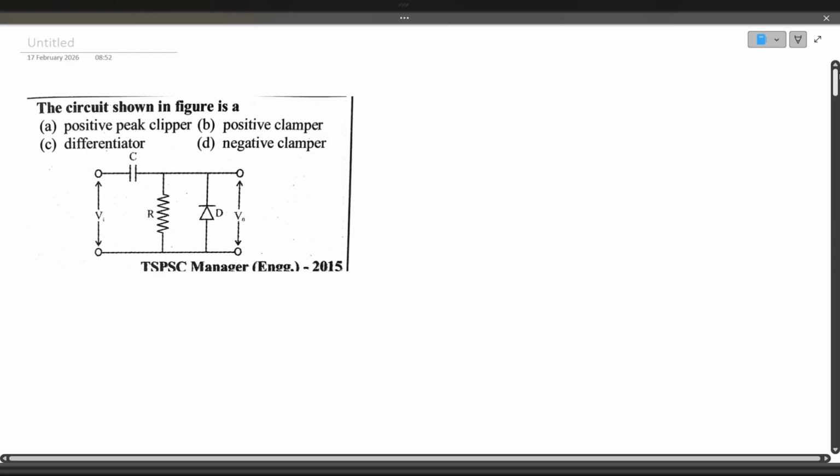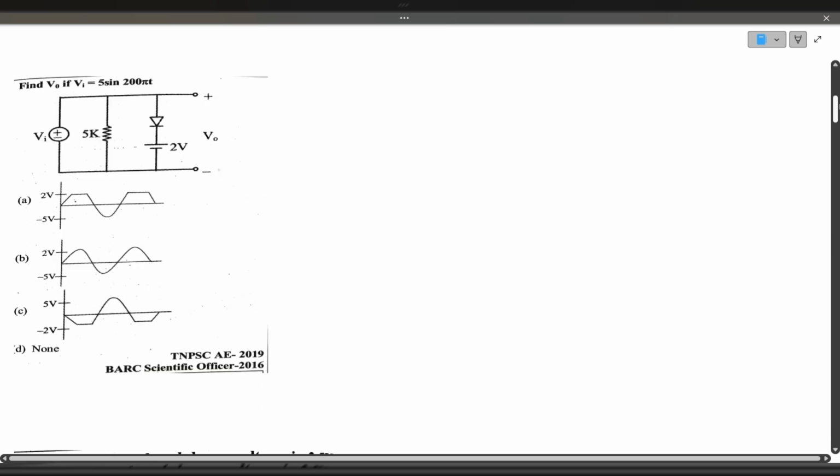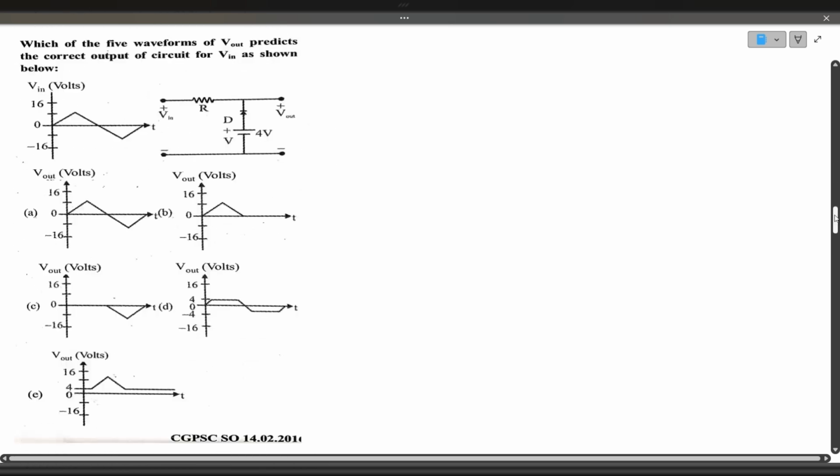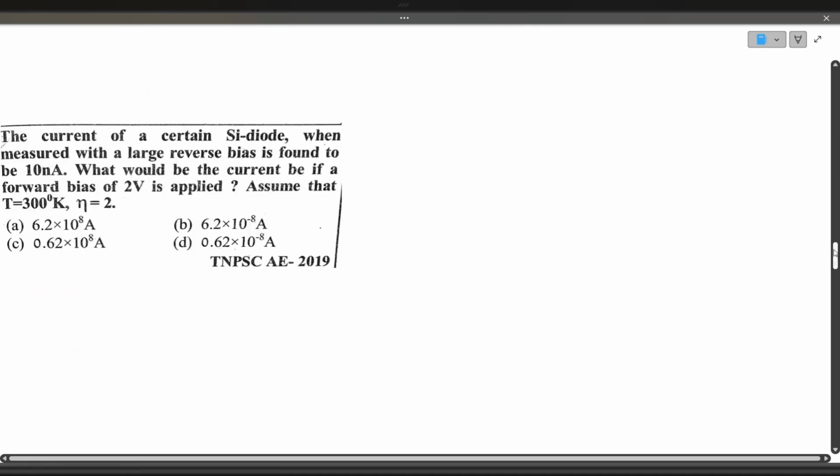Today we'll solve some of the most important problems of diode circuits and analog electronics, which includes clampers, clippers, Zener diode problems, basic clippers, half-wave rectifiers, and various problems which appear in various examinations.